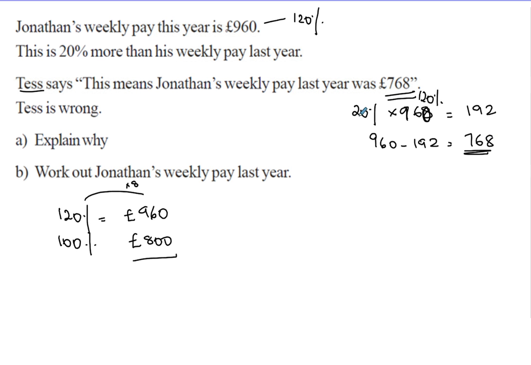So you can tell it wasn't supposed to be 20% of the 120%. It was supposed to be 20% of the original price. Because you can see 20% of that would be 160. And that's the difference between those two. All right, cool.